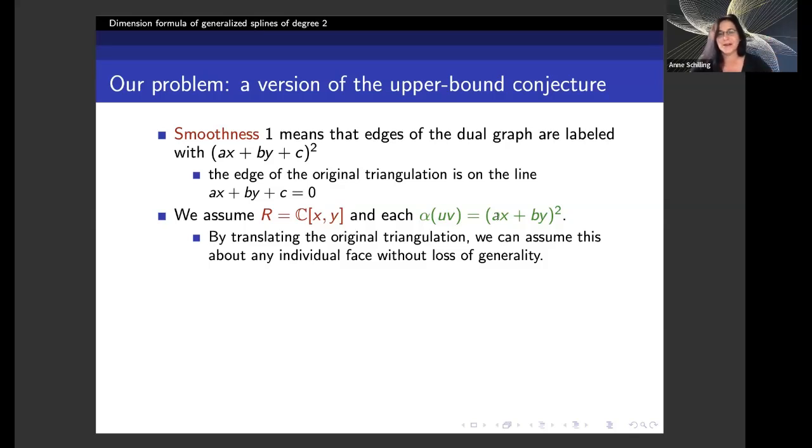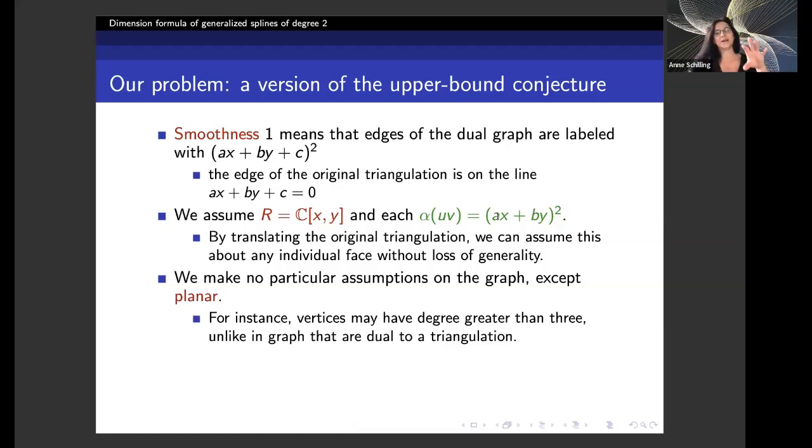You can always arrange it in such a way. So I will actually be mostly talking about edge labels of the form x plus some constant, y squared. Those are the labels for our edges. We don't make a lot of assumptions on the graph. For example, we don't require that it's the dual of a triangulation, so the degree of the vertices can be more than 3.